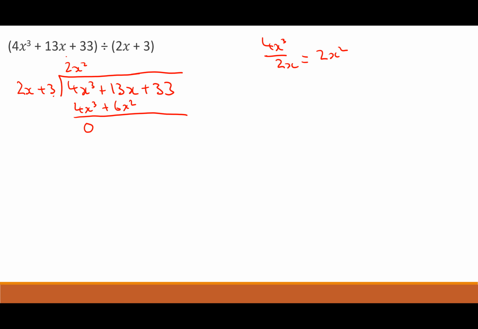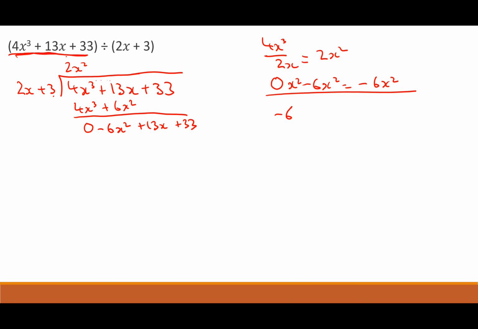Notice how there's no x squared term in this expression. That means it's 0x squared. Then we take away 6x squared, and that leaves us with minus 6x squared. Just because the x squared term doesn't exist doesn't mean we ignore it. We have to remember to do that. Then the 13x is unchanged, and the 33 is unchanged. Now let's do minus 6x squared over 2x, and that's going to be minus 3x.